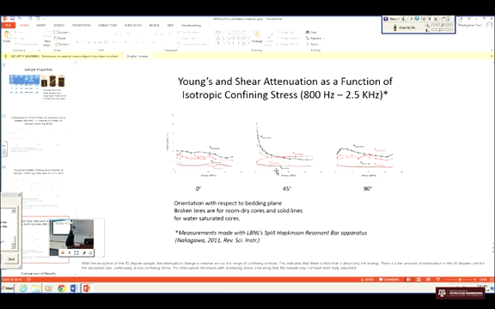Okay, now we're looking at Young's and shear attenuation as a function of isotropic confining stress. And again, you see the same type of pattern. Now, the angle makes a difference. At 45, you see a very, very different behavior of the system with the angle of the fracture. Of course, the saturated system has a very different behavior. The dry system always has significantly lower attenuation. This we already published, that we did in 2011.